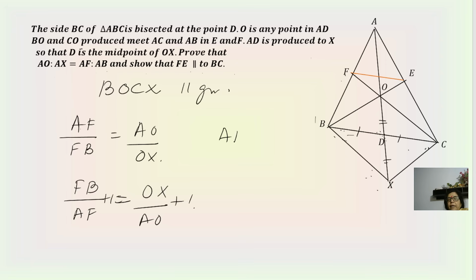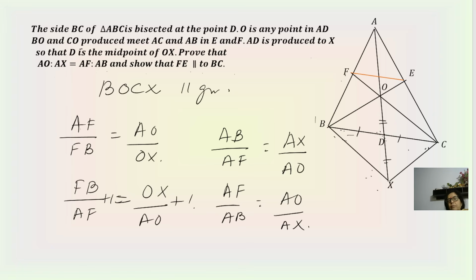So we get AB by AF on the left hand side, OX plus AO. OX plus AO is AX. AX by AO. So reciprocate this again, so we get AF by AB is equal to AO by AX. This is what we had to prove. Now let us move on to prove the second part.